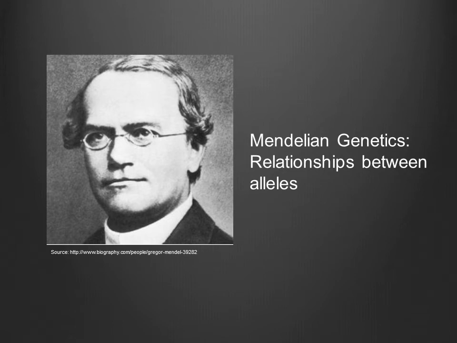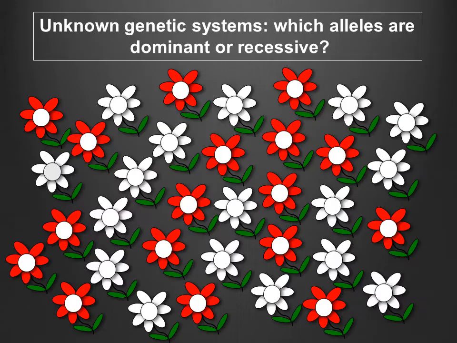In next week's lab, you'll be given several unknown genetic systems and asked to elucidate several properties of those systems. Your first task will be to determine the dominance properties of the system, that is, which alleles are dominant and which are recessive.